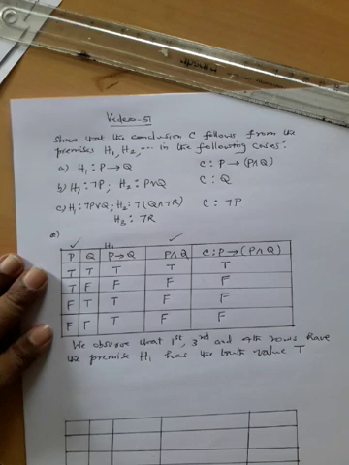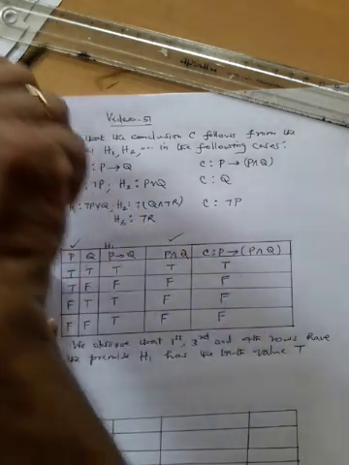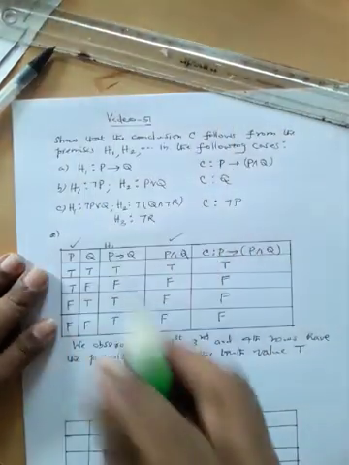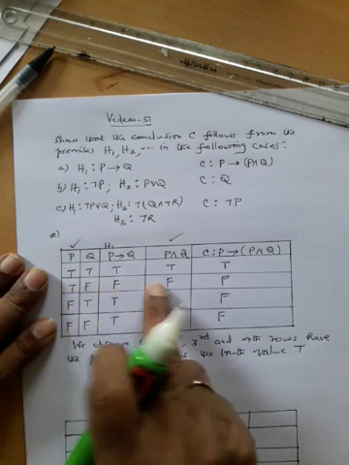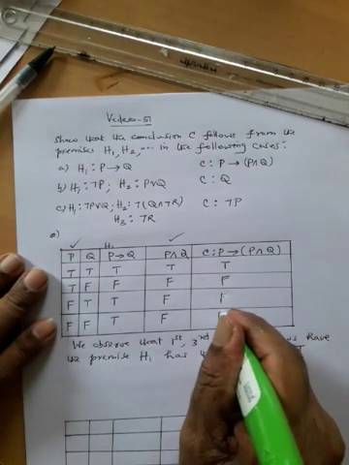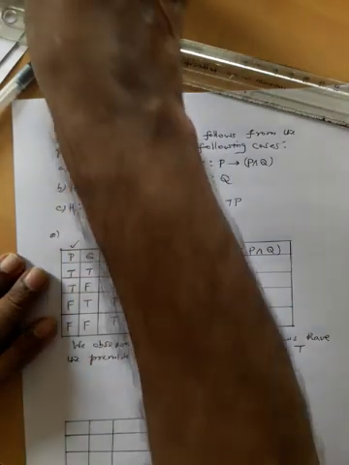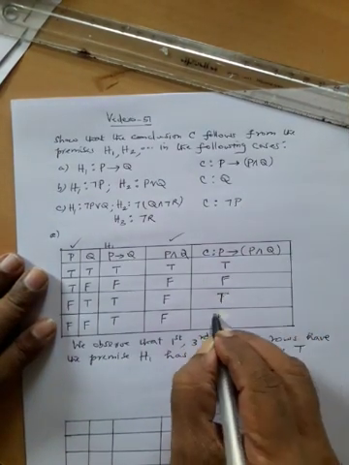So for the conclusion, here I made a mistake. What is conditional? P conditional this: only T to F is false. The other things are all true. Only T to F is false in conditional. Other things are all true. So this also true, this also true.